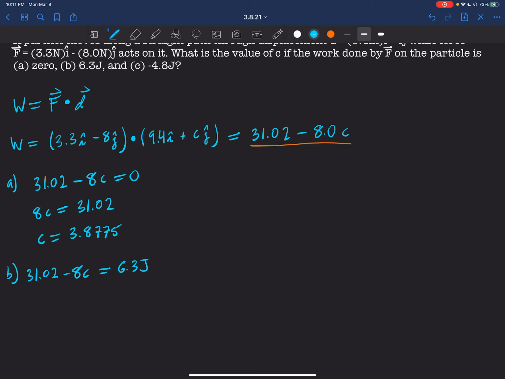And now we can say that 8C is the difference of 31.02 and 6.3, which is 24.72. And so in this case, C is going to be equal to 3.09.